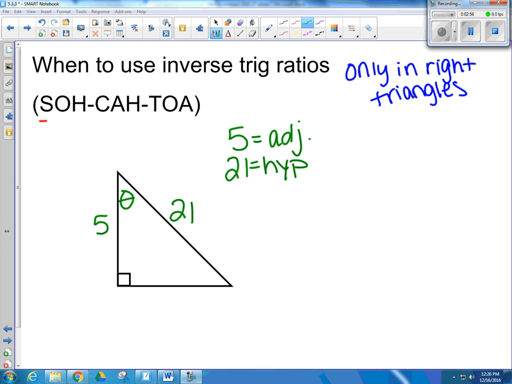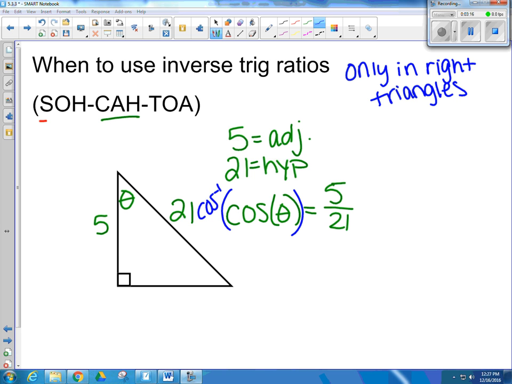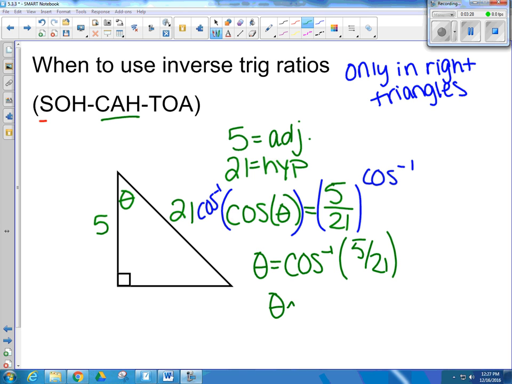So then I look at my Soh-Cah-Toa and I try to figure out which do I use when I'm given the adjacent A and the hypotenuse H. Well, that's going to be cosine. So normally I'd set this up as cosine of my angle equals 5 over 21. But I don't know what my angle is, so I'm going to do the inverse. So cosine inverse of both of these. Then I'm going to have theta equals cosine inverse of 5 over 21. And theta should be about, so second cosine, 5 divided by 21, 76.23.